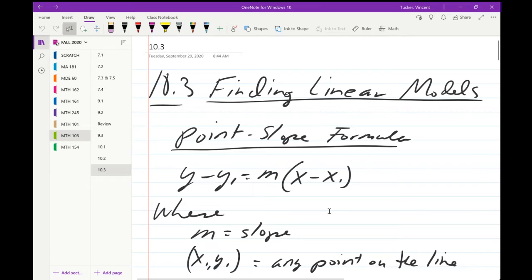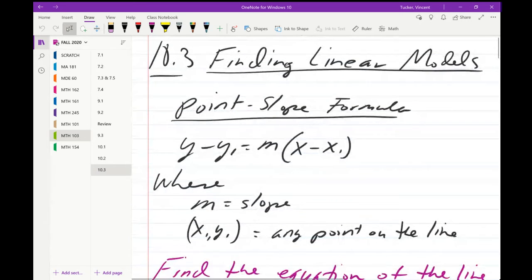All right, so we're doing 10.3 today, finding linear models, and we start off with the point-slope formula, which is y minus y1 equal to m times x minus x1, where m is your slope and x1, y1 is any point on the line.